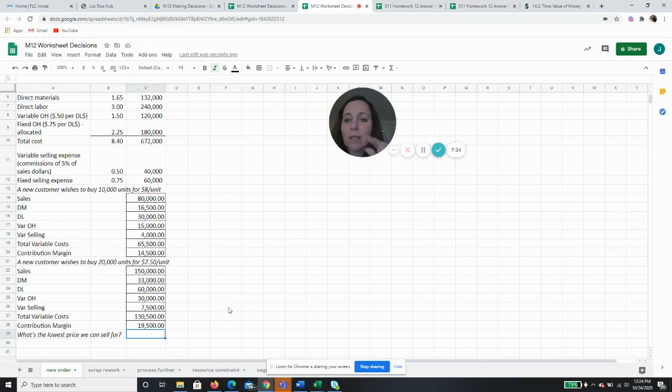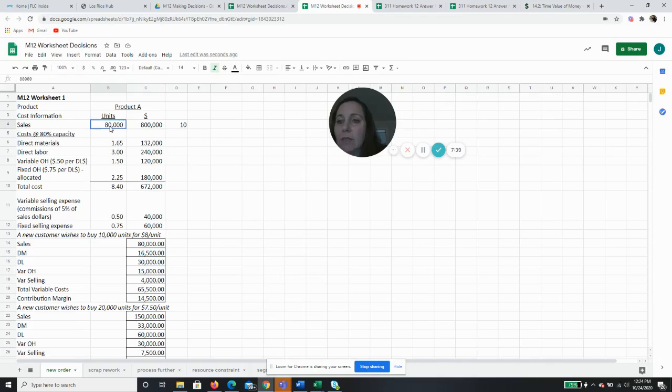But let's stop and consider. We are at 80,000 units at 80% of capacity, which means that if we take this additional order, we will need to make 80,000 plus 20,000, 100,000 units, which will put us at 100% of capacity. We do not ever want to commit our factory to 100% of capacity.